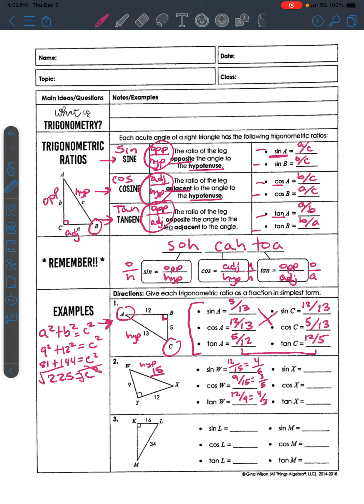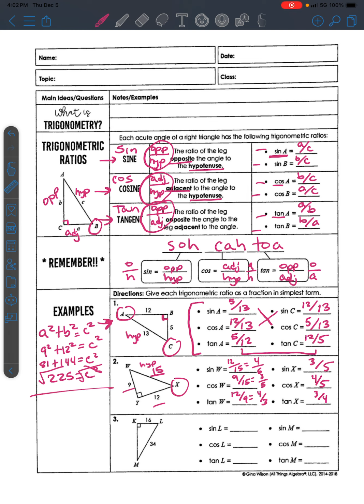Now, if you remember the number 1 above us, we can just flip this. Or we can look at X and go, oh, that's 9 over 12, and then reduce it. And then the sine of W is the cosine of X. We don't flip it. We don't use a reciprocal. And the cosine of W is the sine of X.